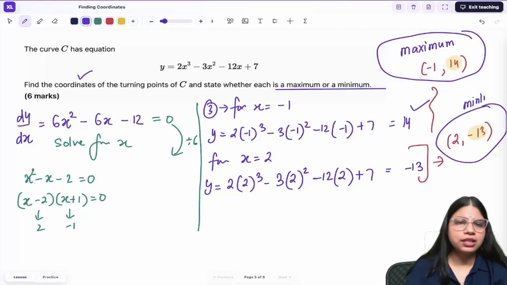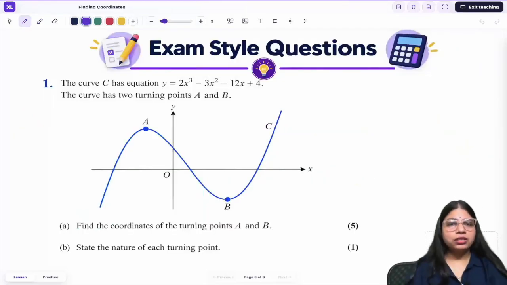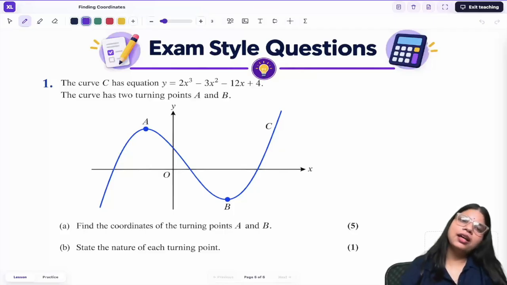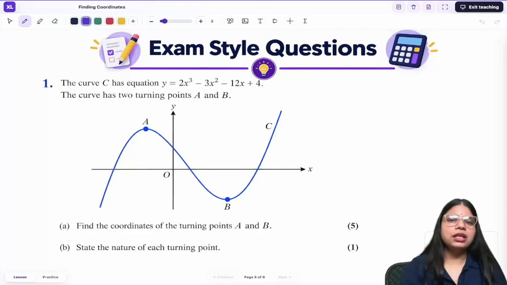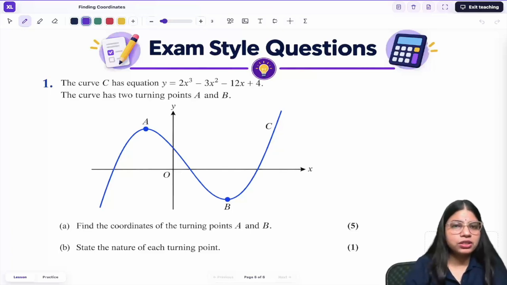I hope you understand this. Moving to the exam style question. What we have over here is a curve, with the equation of the curve given to us and the 2 points which are turning points A and B. Find the coordinates of the turning points A and B and state the nature of each turning point. To say what the nature is, A is maximum and B is minimum, right?